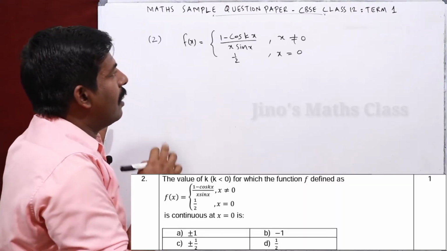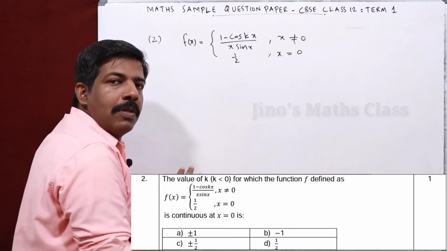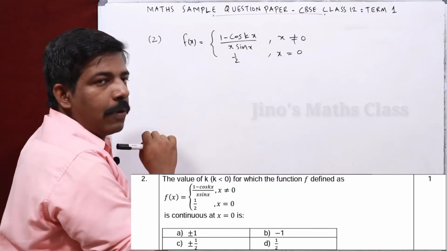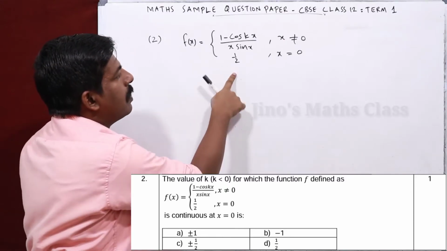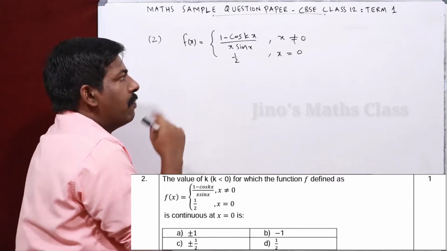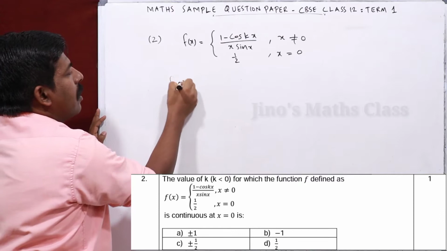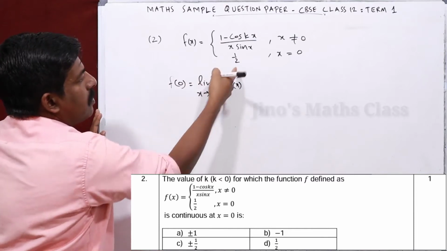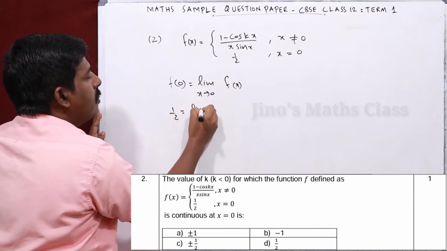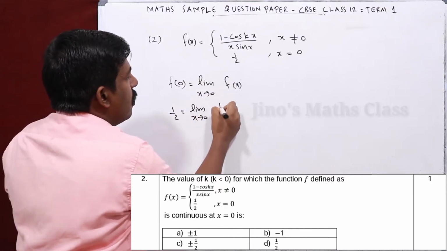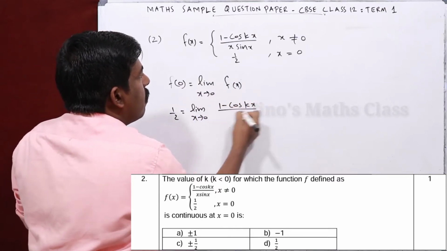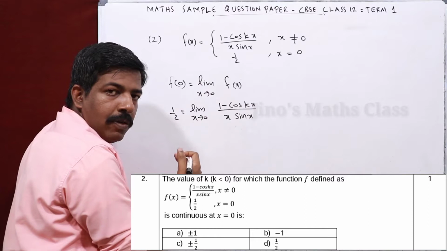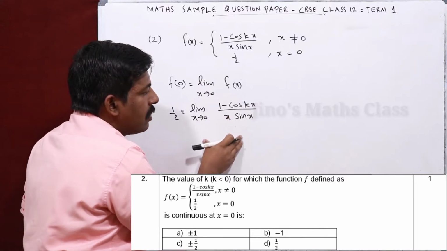Second question, here they are saying that this f of x is continuous at x equal to 0, and we have to find the value of k. If f of x is continuous at x equal to 0, then we can equate f of 0 to limit x tends to 0 f of x. Here f of 0 is 1 by 2, that is equal to limit x tends to 0. The function is 1 minus cos kx divided by x sin x. If we apply x value equal to 0, we will get a 0 by 0 form. That means we have to simplify by some other method.